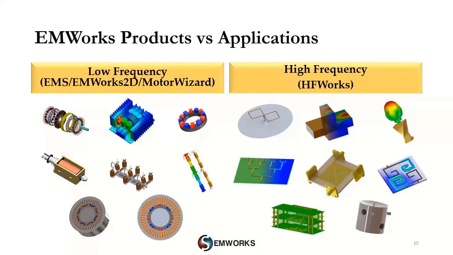Now let us do a quick recap on EMWorks products and their related applications. We can divide EMWorks offerings into two categories: applications related to low frequency simulation and applications related to high frequency simulation. Within low frequency category, we offer three products: EMS 3D, EMWorks 2D, and Motor Wizard. These products can be used to design and simulate applications like cables, insulators, bus bars, solenoids, magnet arrays, eddy current braking systems, wireless charging devices, transformers, and electrical machines.